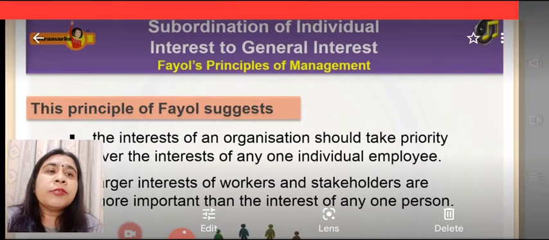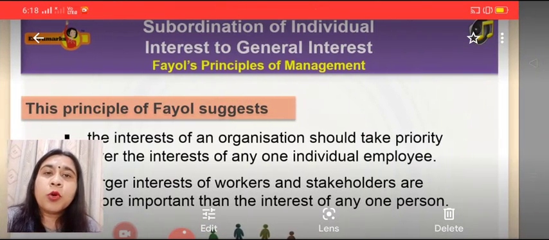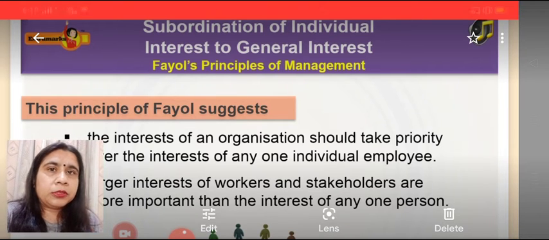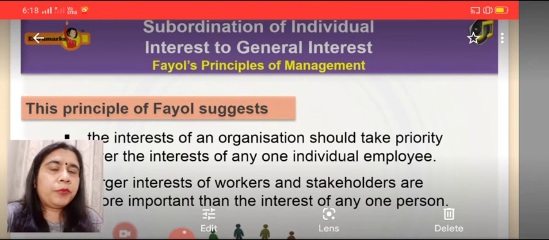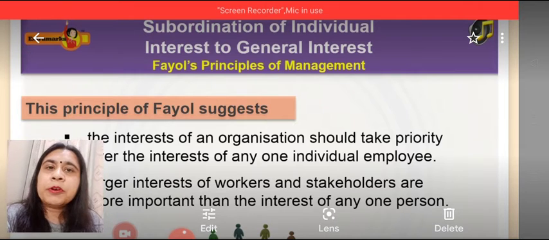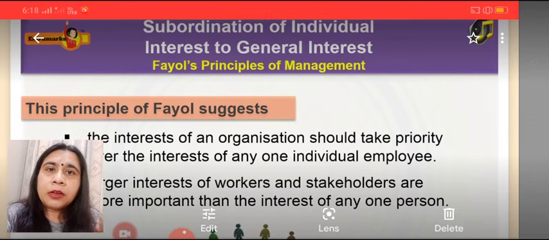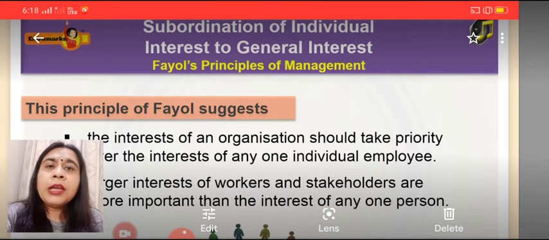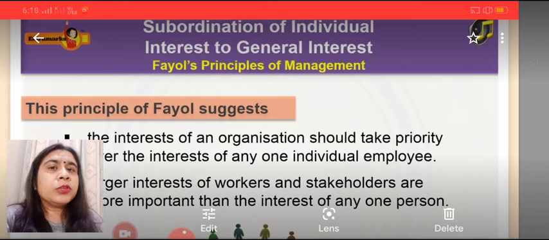Also, larger interests of workers and stakeholders are more important than the interest of any one individual person. This we can understand with the help of an example. For example, I am a personal manager appointed for selecting the employees in an organization to fill up the vacancies. What I do is I give preference to one of my friends who is jobless.